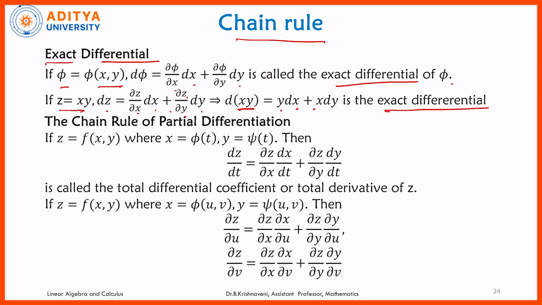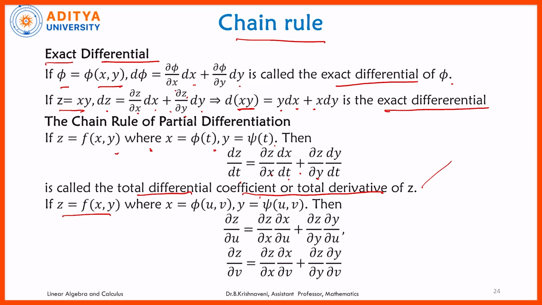So now let's move to chain rule. First let's know what is meant by total derivative or total differential coefficient. Now again take z is equal to f of x comma y, where x is equal to phi of t, y is equal to psi of t. Then dz by dt is equal to dou z by dou x into dx by dt plus dou z by dou y into dy by dt. We call this the total differential coefficient or total derivative of z.